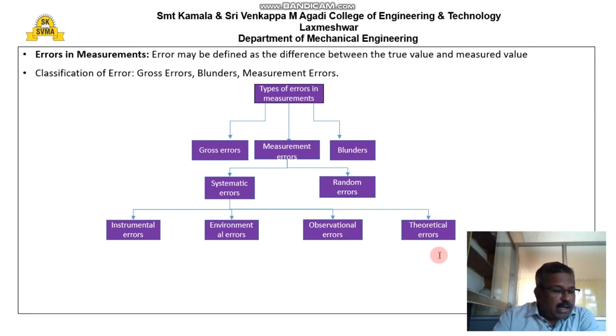Next come theoretical errors. These theoretical errors are caused by simplifications of the model system. A theory states that the temperature of the system surroundings will not change. If the temperature actually does change during the readings taken, then this factor will be a source of errors for the measurement.